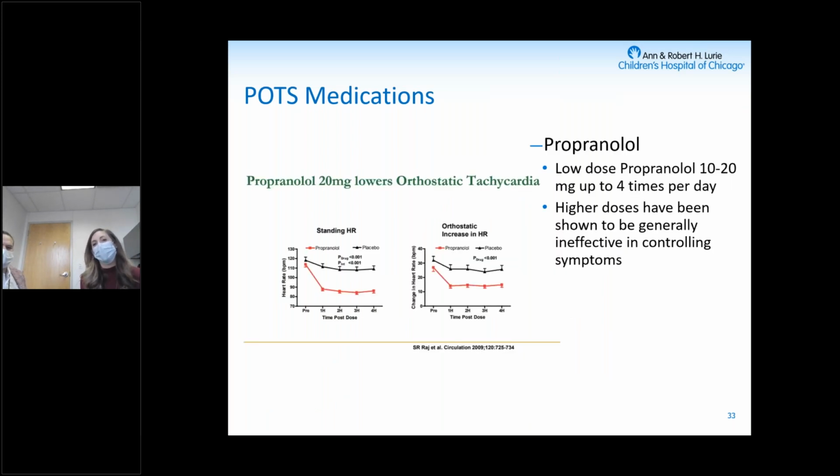This is a study that actually looked at propranolol by Raj and his colleagues. So they did find that low dose propranolol up to 4 times a day was really beneficial for the POTS population. And they looked at higher doses once a day, and they found that higher doses once a day actually have been ineffective in controlling symptoms.